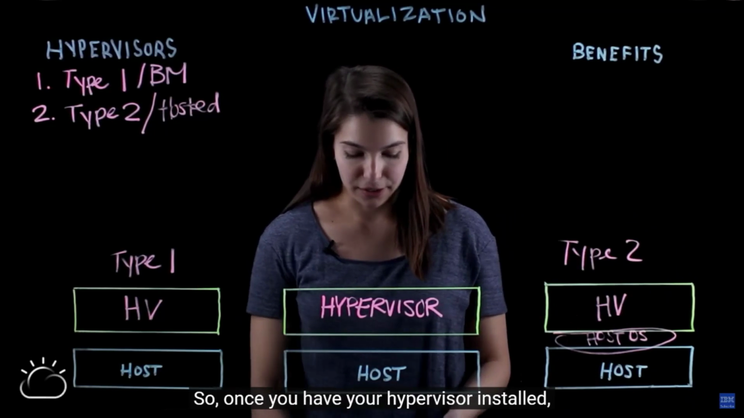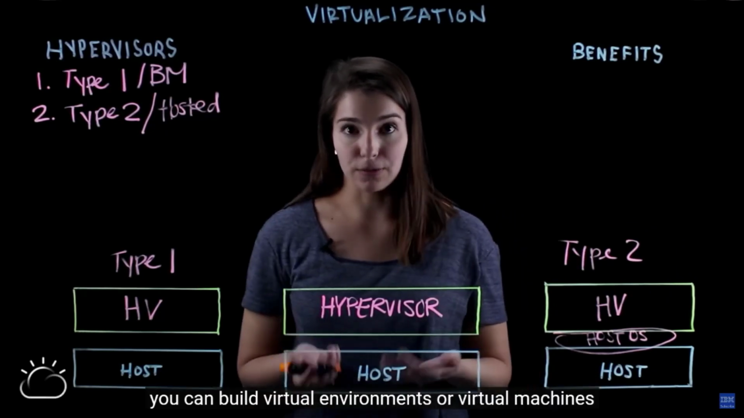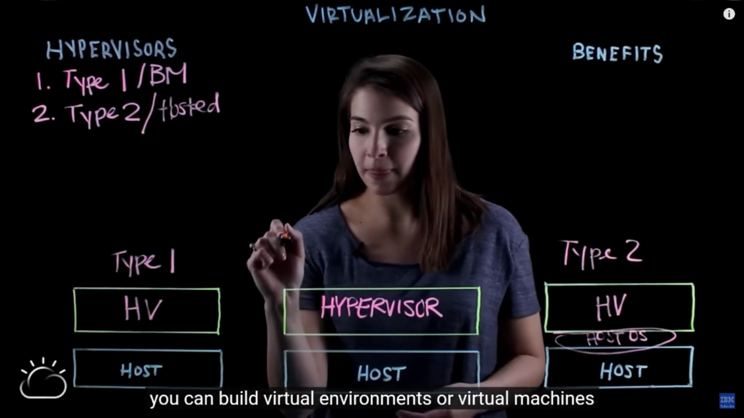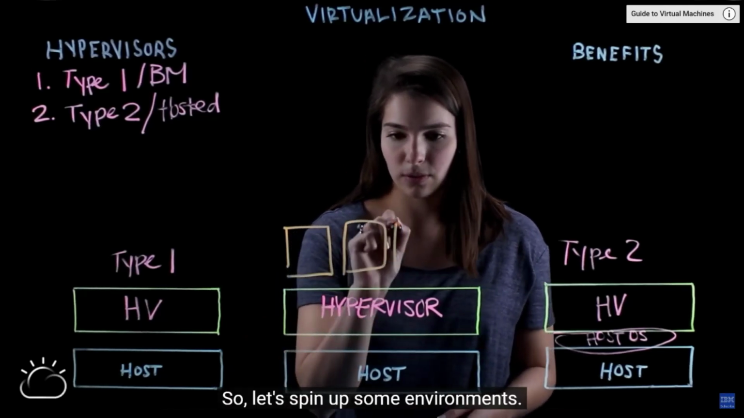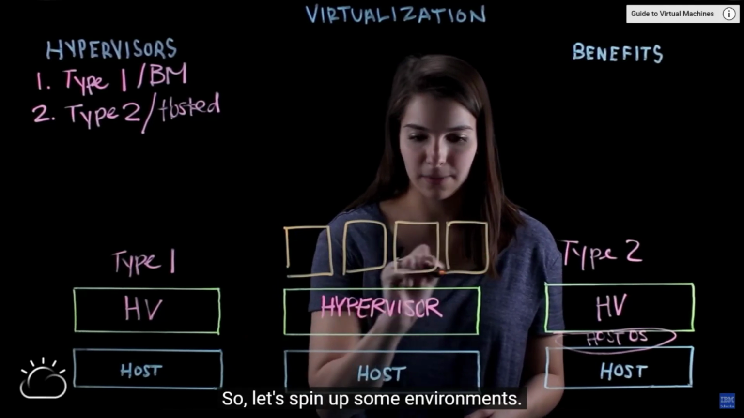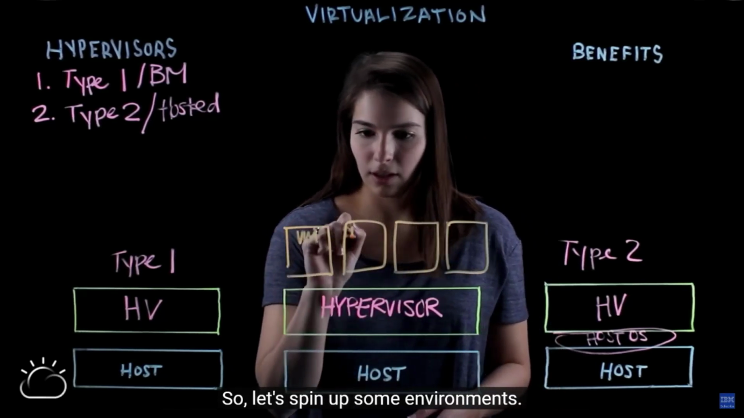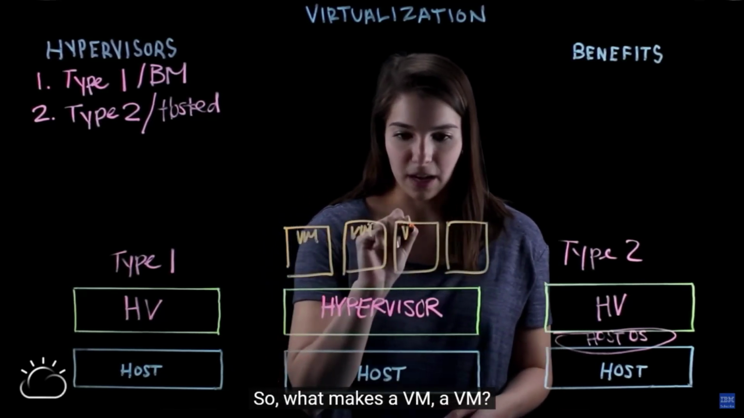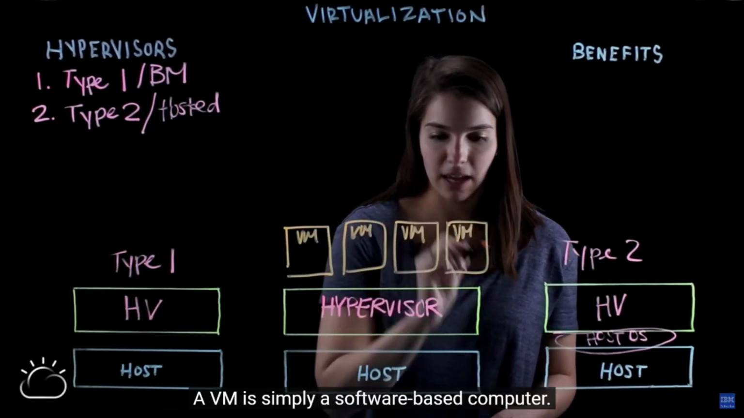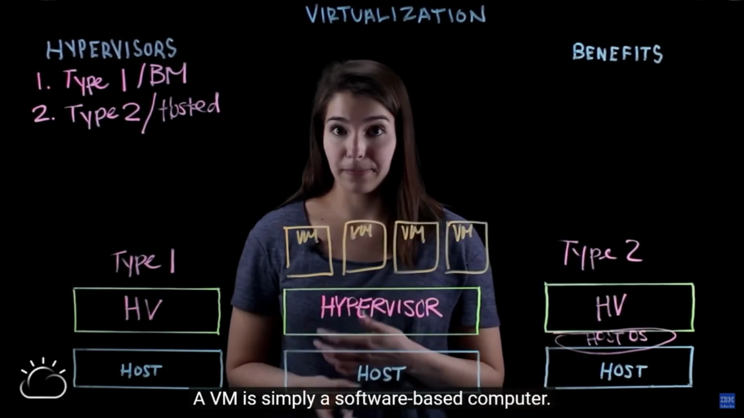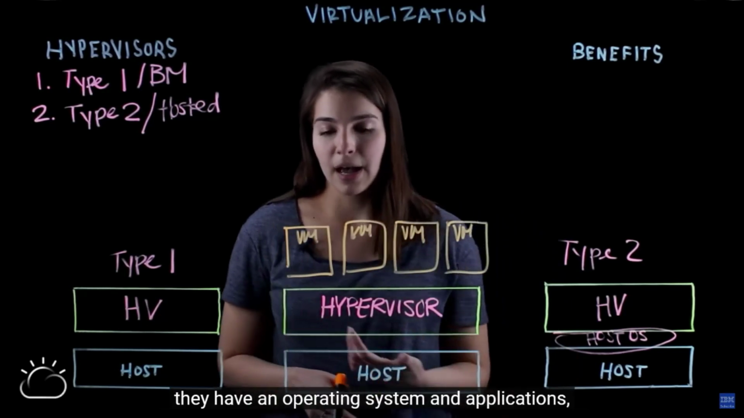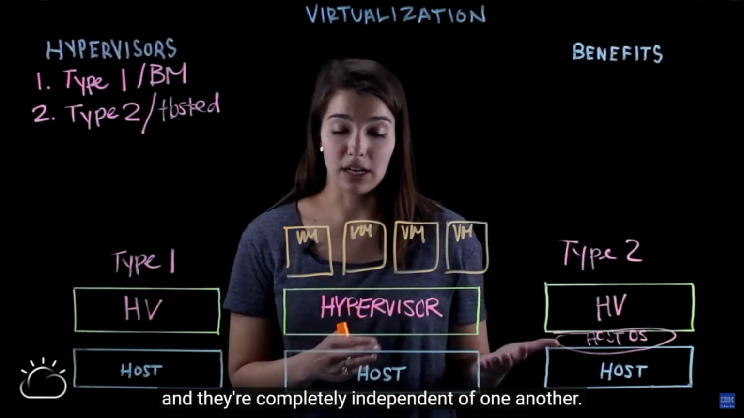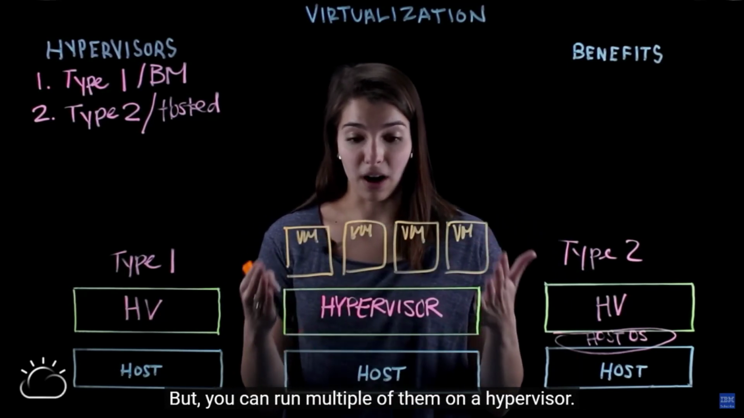So once you have your hypervisor installed, you can build virtual environments or virtual machines, or simply put, VMs. So let's spin up some environments. So what makes a VM a VM? A VM is simply a software-based computer. They run like a physical computer, they have an operating system and applications, and they're completely independent of one another, but you can run multiple of them on a hypervisor.